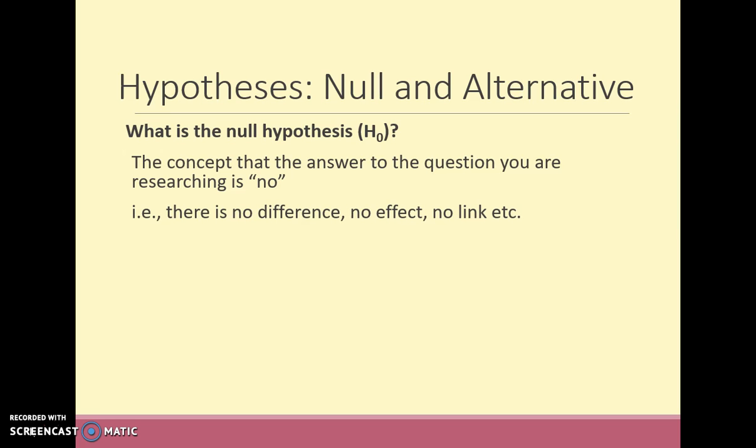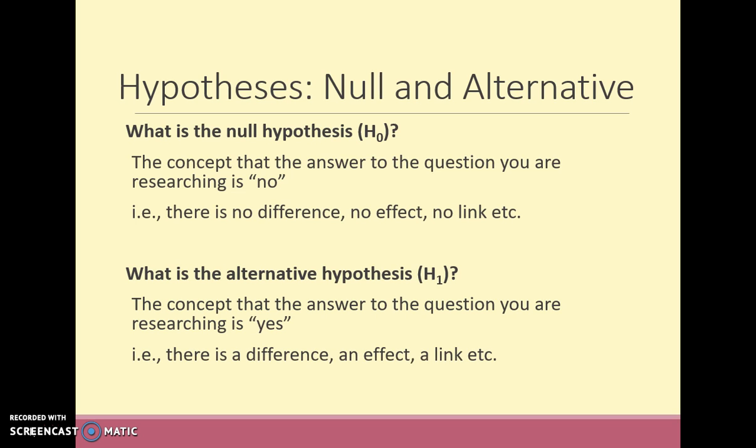Well, the null hypothesis in statistics is the concept that the answer to the question you're researching is no. Or in other words, there's no difference, no effect, no correlation, no link, etc. Whereas the alternative hypothesis, also commonly referred to as H1, is the concept that the answer to the question you are researching is yes. So where we might say that there is a difference, there is an effect, there is a correlation, there is a link, etc.